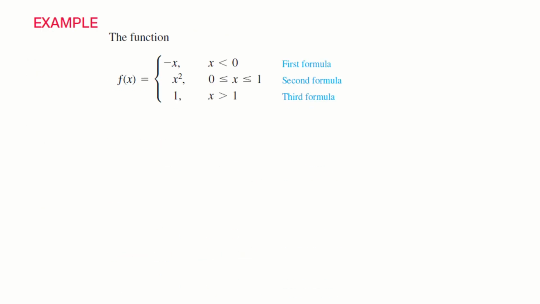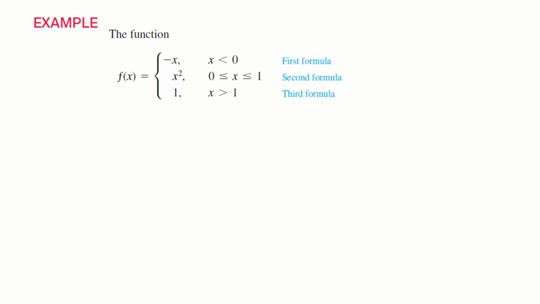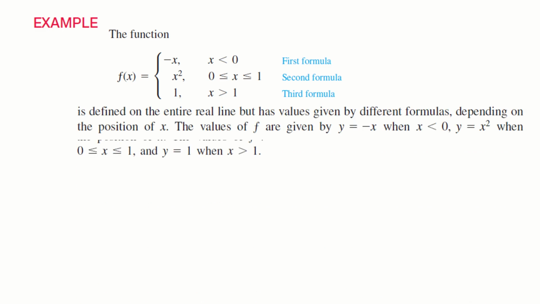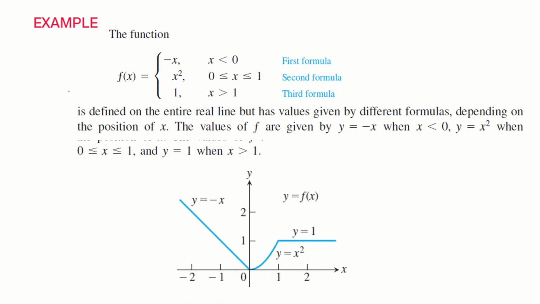This is another example. The function is defined as f of x is equal to minus x when x is less than 0. Its value is x squared when x is between 0 and 1, and its value is 1 when x is greater than 1. Right? So in this case, if you want to find the value of function f of x at different points, what is f of -1? So -1 is less than 0, so you'll be using this formula. That is minus into -1, that's plus 1.